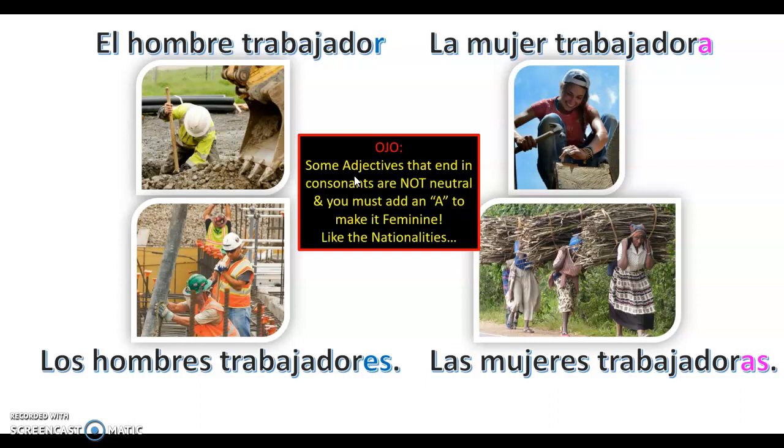This one's a little strange because it ends in a consonant, but you must add an a to make it feminine. Like the nationalities, español, española, francés, francesa. So el hombre trabajador, but la mujer trabajadora. Los hombres trabajadores, but las mujeres trabajadoras. So this one is just a little different, and you have to memorize it.